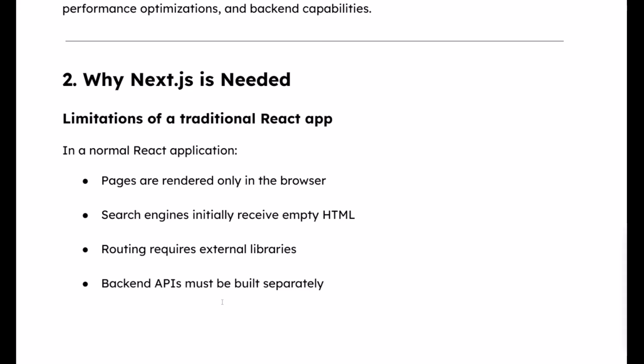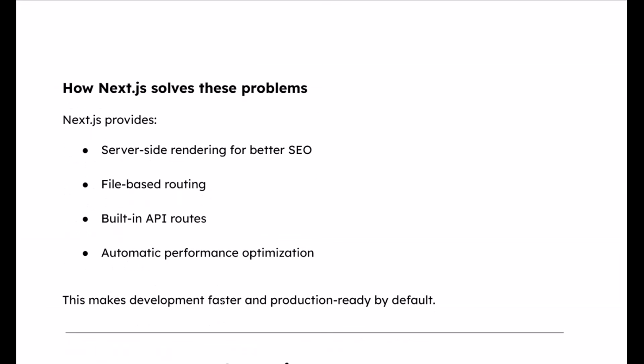You have read these things, but how does Next.js solve this problem? This is the main point. Next.js provides you server side rendering for better SEO. That means you can write the server side code in the same code base. It provides you file based routing. File based routing means that you don't need to write the complete route, like slash admin slash user slash v1, all these things. Now with the help of folders and files, you can simply do the routing part. You get built-in API routes here. Automatic performance optimization is provided to you. So this makes development faster and production ready by default.